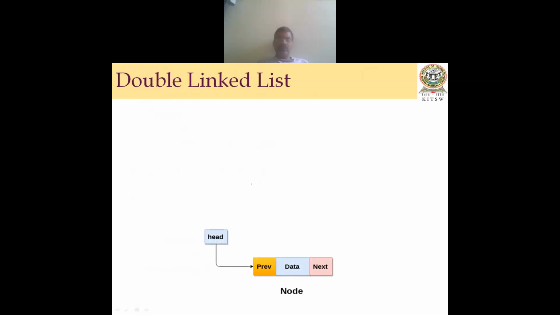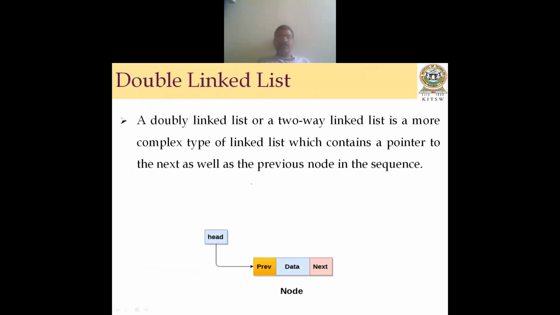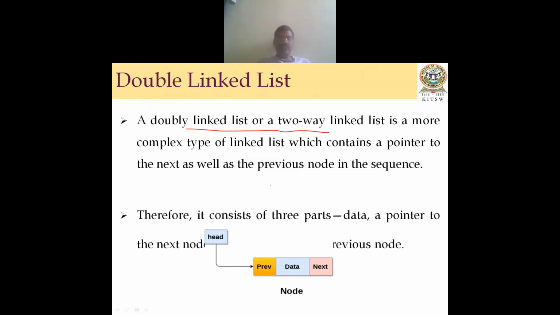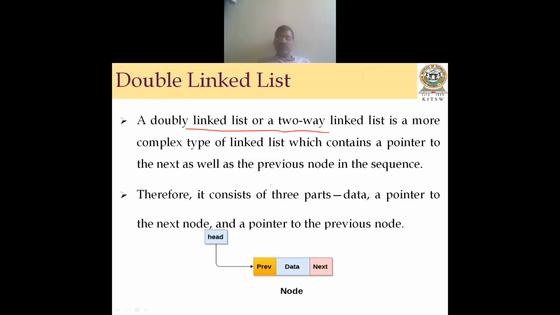So the node structure: in a double linked list, we have two link fields, one pointing to the previous node and the other pointing to the succeeding node, along with the data item. A double linked list, or a two-way list, is a complex type of linked list which contains a pointer to the next as well as the previous nodes in the sequence. Therefore, the node of the double linked list consists of three parts: data and two pointers. One pointer points to the previous node and another pointer points to the next node.